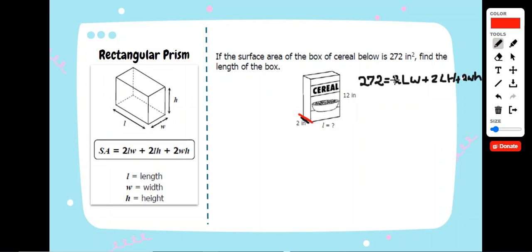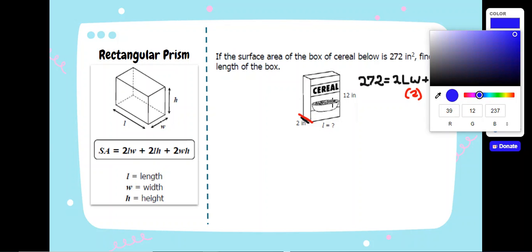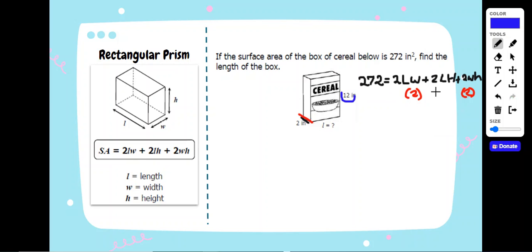So anywhere where we have our width of 2, we'll substitute in a 2. This would end up being 2. And we have a 2 here as well for that width. And we've also been given our height of 12. So anywhere where we have a height variable, we can put in a 12.